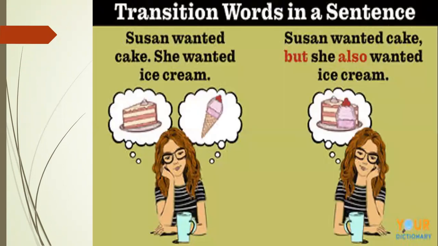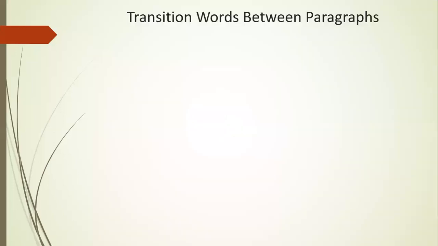Transition devices or transition words in a sentence. If we see in the first picture, Susan wanted cake, she wanted ice cream. In the next, we have used, Susan wanted cake, but she also wanted ice cream. But she also here is a transition device. So here it has joined two sentences.